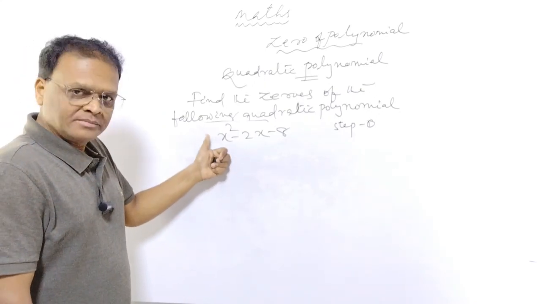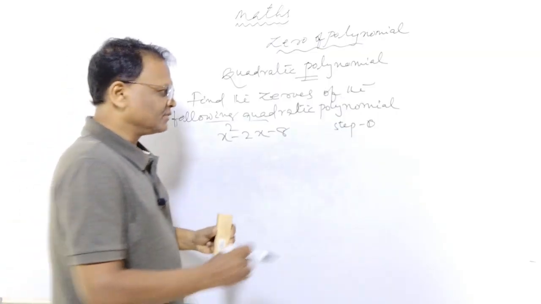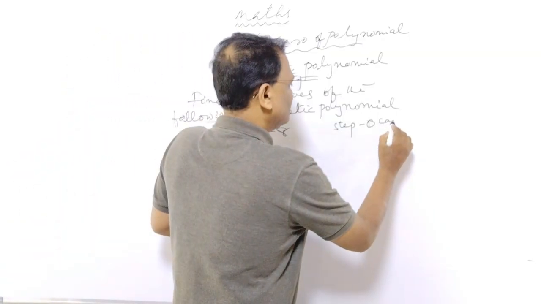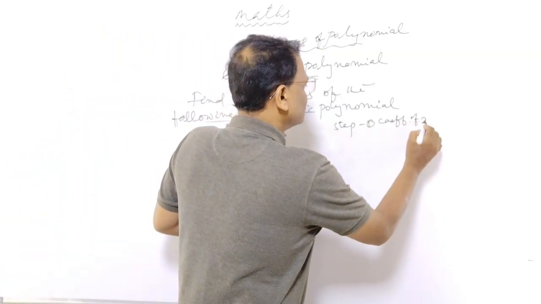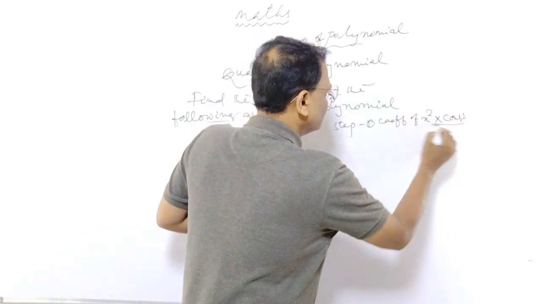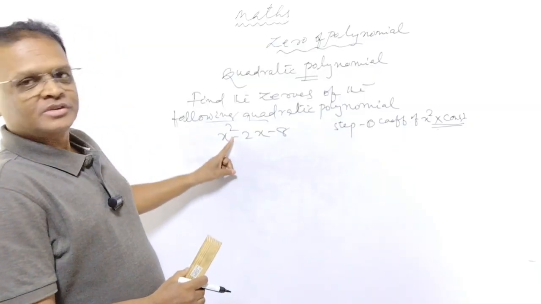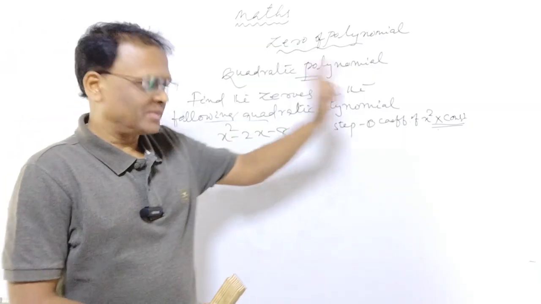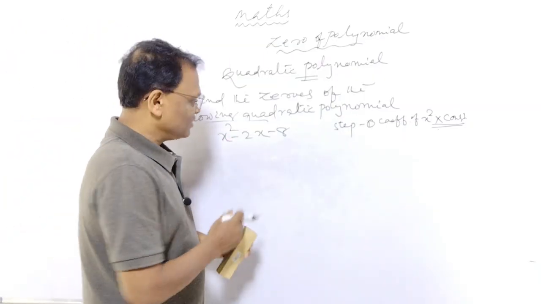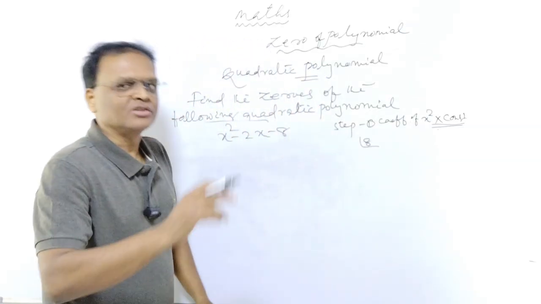Coefficient of x square is 1, last constant is 8. Multiply, 1 times 8 is 8. The first step is: coefficient of x square, you will multiply with the constant. Let me write here. With what am I multiplying? With the constant. After multiplying, what did I get? 8. Write here 8. Find the factors of 8.